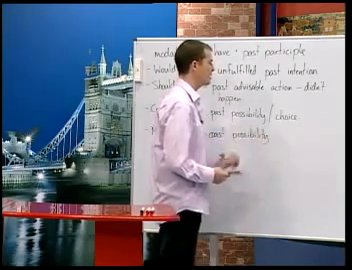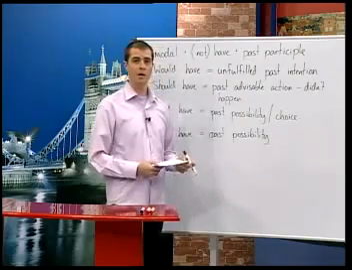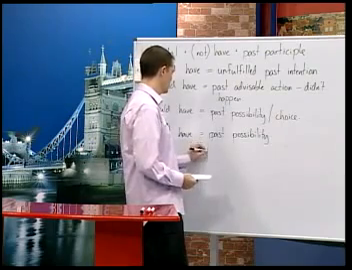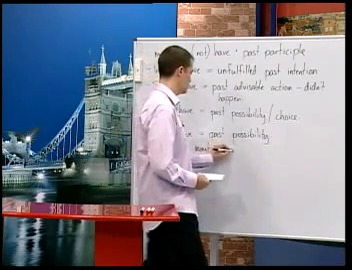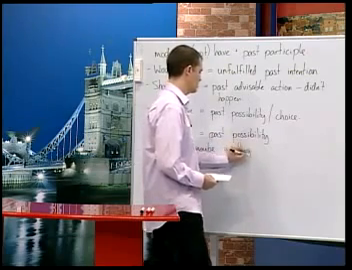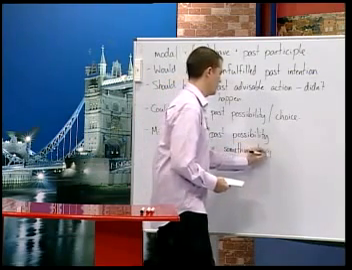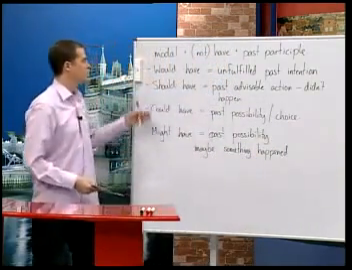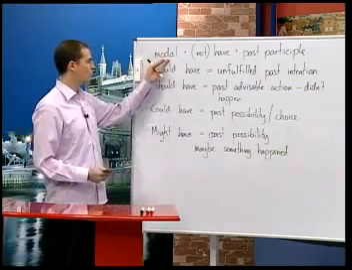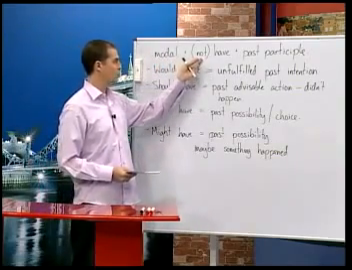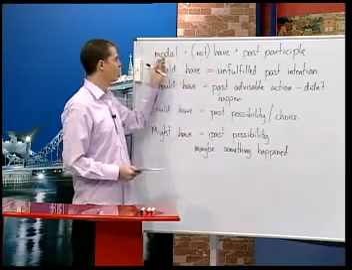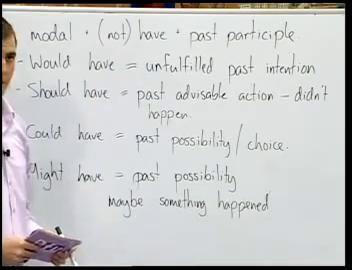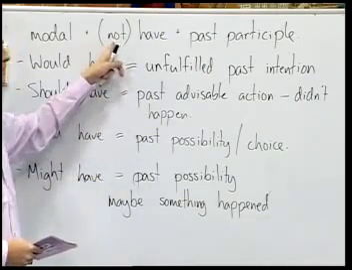But in many cases, the speaker or the writer is unsure if an action took place. So it can mean that maybe something happened in the past, but the speaker or the writer is not sure. Okay, so the general form is modal plus not have plus past participle, with not only for negatives.